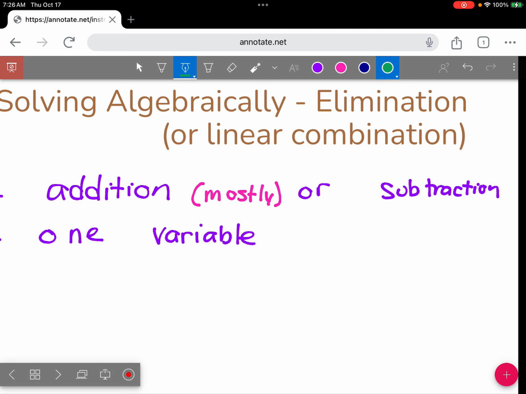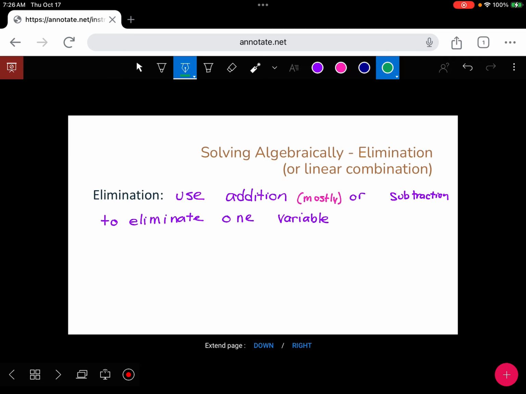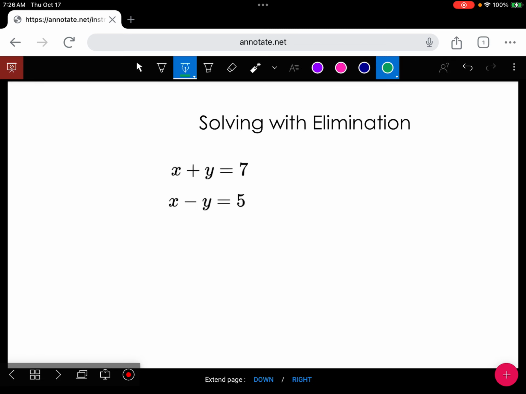So we're going to start with a fairly simple one. It's going to look very much like the sum of two numbers, difference of two numbers question we ended with yesterday. Like this. So we're going to start with this one. I have x plus y equals 7 and x minus y equals 5.